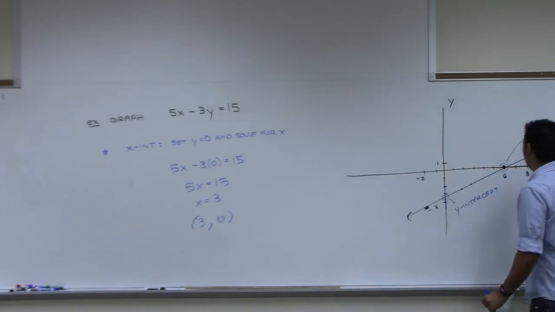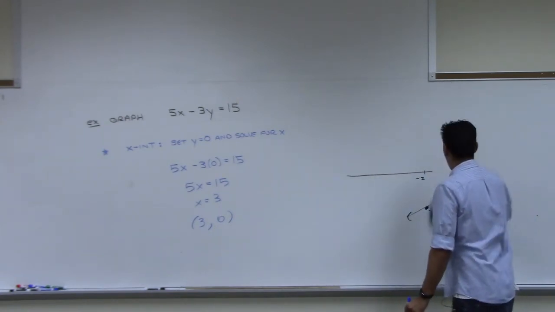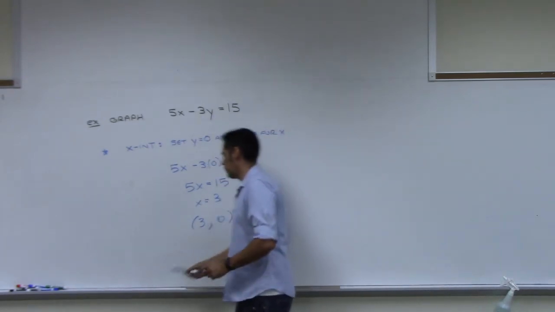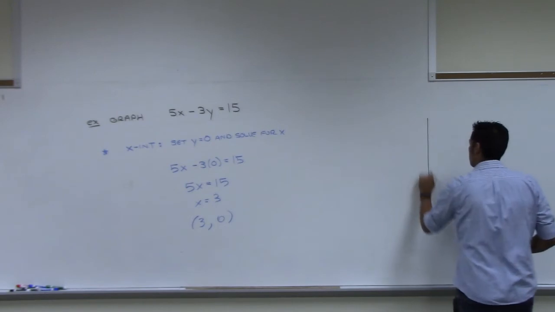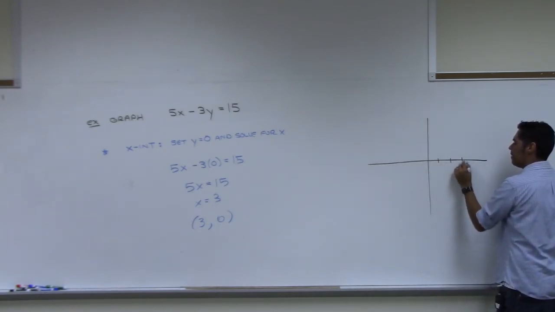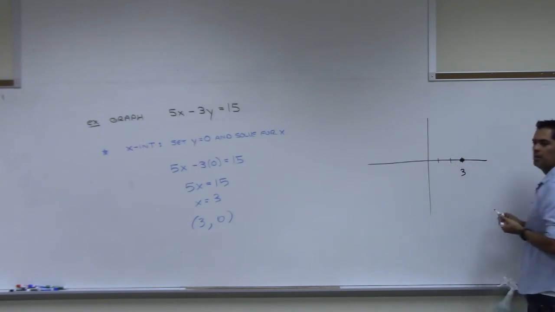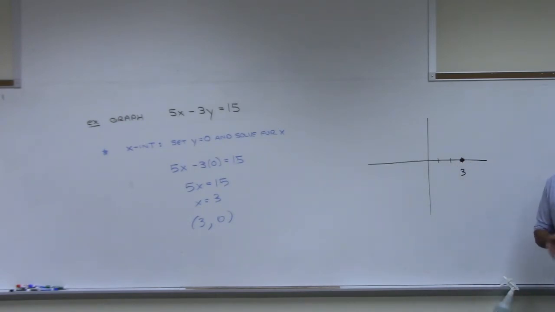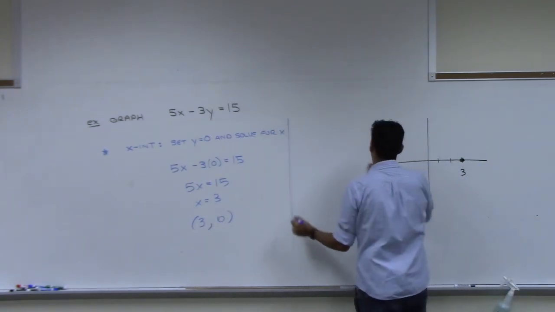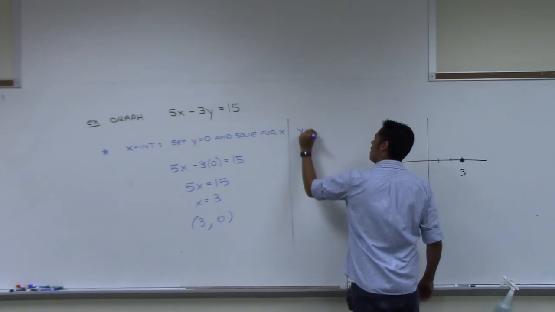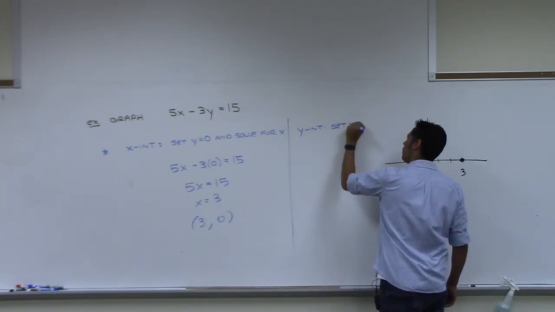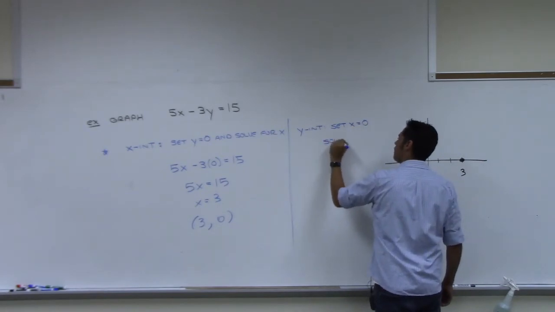So I'll plot that now. So 1, 2, 3, 0. There it is. I just need one other point, and I'm in business, right? So now let's find the y-intercept. How do you find the y-intercept? Set x to 0, and then solve for y.